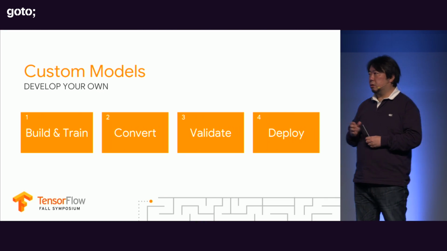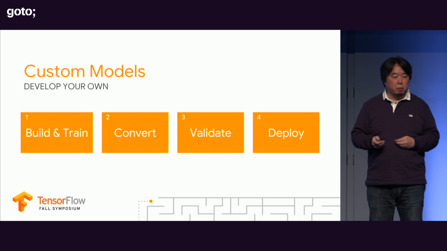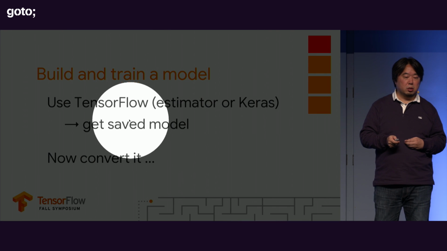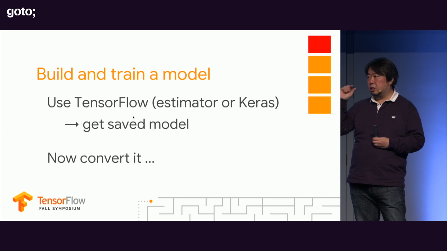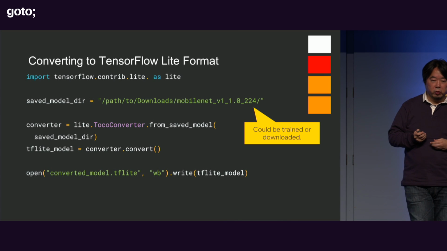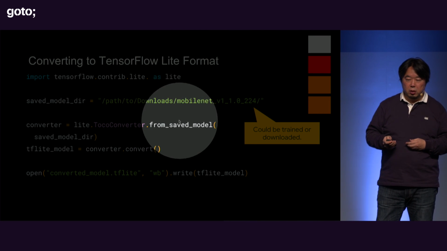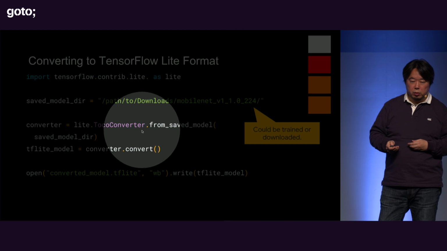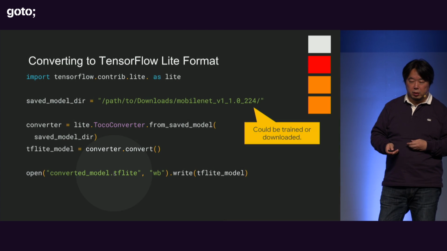And if you really want to design and train your own models from scratch, there's a way to develop your own model. First thing you have to do is to use the original TensorFlow and define your model using APIs such as Estimator or Keras, get the saved model, and use the converter to convert it. For example, this is the example of converting the saved model. So you save the model to any arbitrary directory and use the converter to get the TensorFlow Lite model. The converted model will have the .tflite suffix.